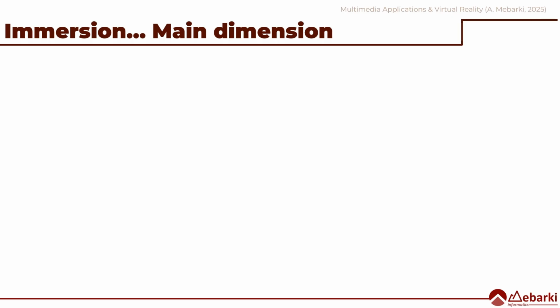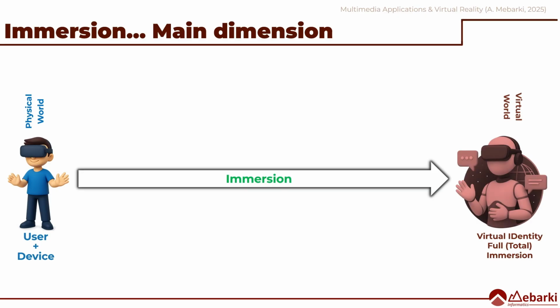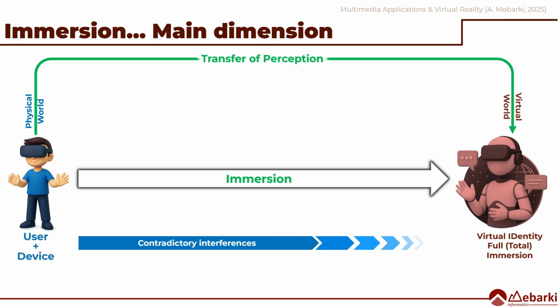Immersion occurs when the user interacts with immersive interfaces that allow the creation of a virtual identity within an artificial world. This immersion is characterized by a transfer of perception from the physical world to the virtual one, where physical stimuli are replaced by virtual stimuli. The remaining physical stimuli create what can be called contradictory interferences. The fewer these interferences are, the greater the level of immersion.